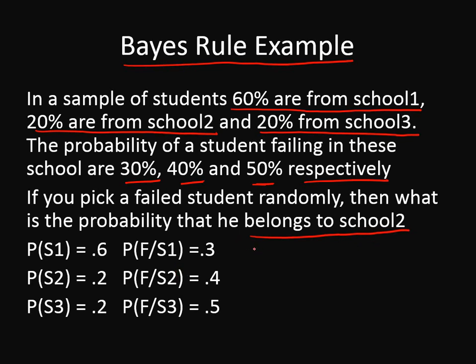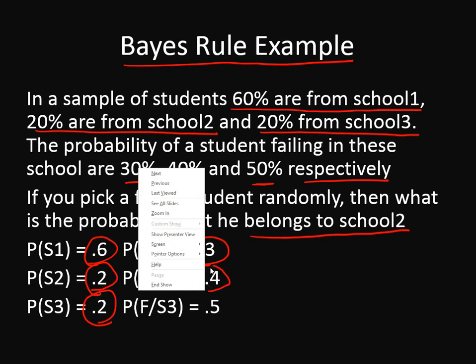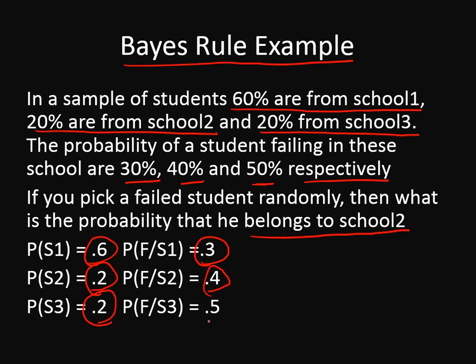So we have been given two pieces of information. Well, we have been given that from the sample, if you choose a student randomly, 60% chances are that he's from school 1, 20% chances are that he's from school 2, and 20% chances are that he's from school 3. Another type of information that is given to us is the failure percentage in school 1 is 0.3, the failure percentage in school 2 is 0.4, and the failure chances in school 3 is 0.5.